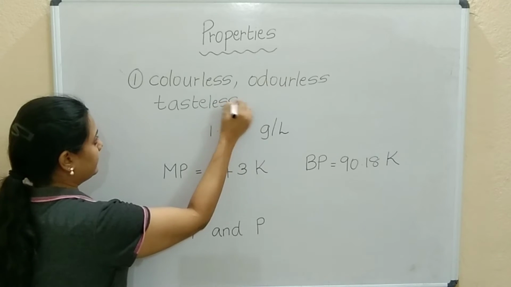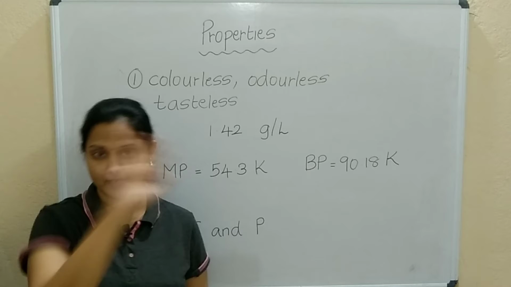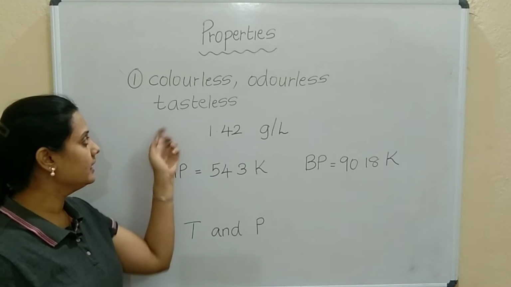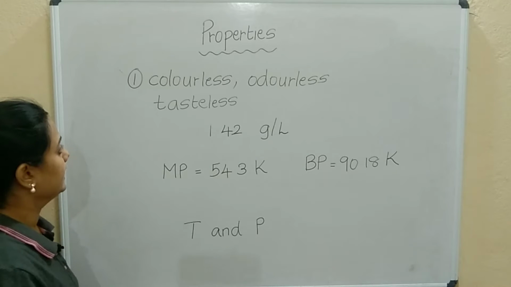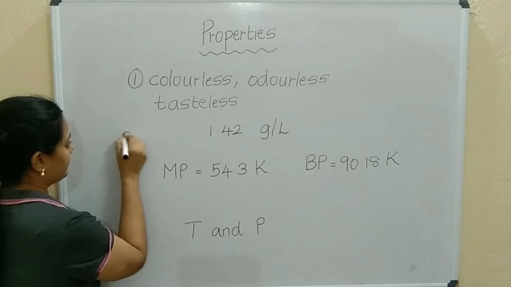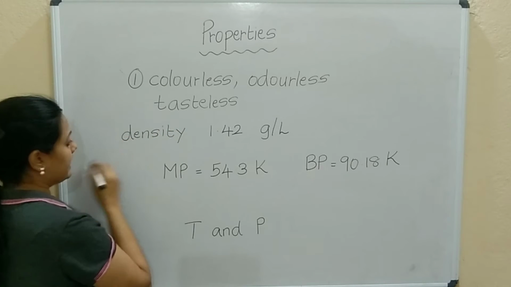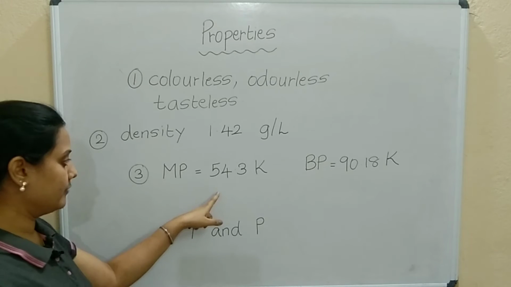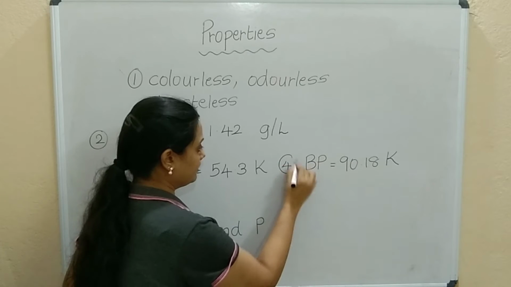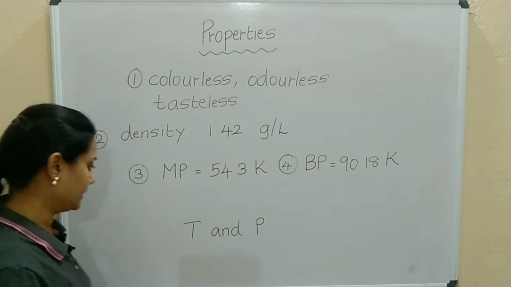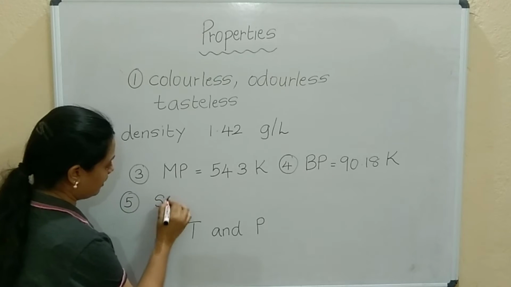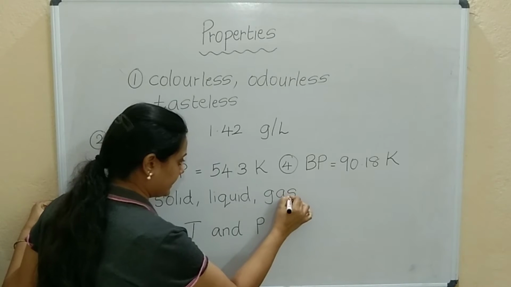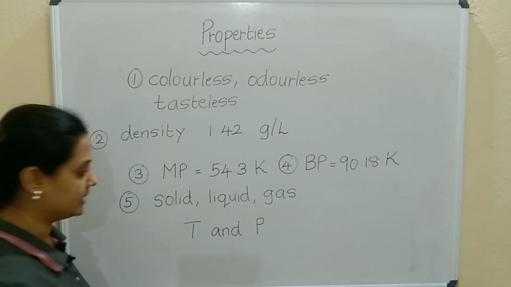Oxygen is present in the air. If it were a colored gas you could see oxygen over here, but it is colorless, with no smell and no taste. Its density is 1.42 grams per liter, and it is heavier than air. The third point is its melting point, 54.3 Kelvin. The fourth point, boiling point, is 90.18 Kelvin. Dioxygen can exist as solid, liquid or gas, depending upon temperature and pressure.